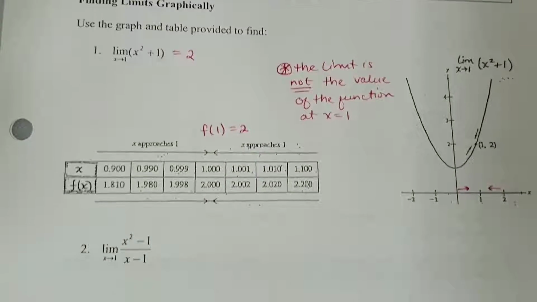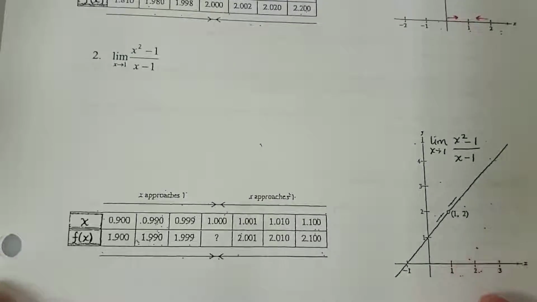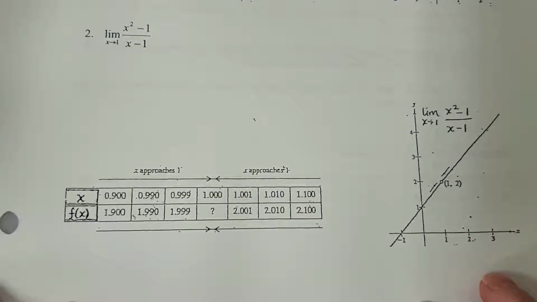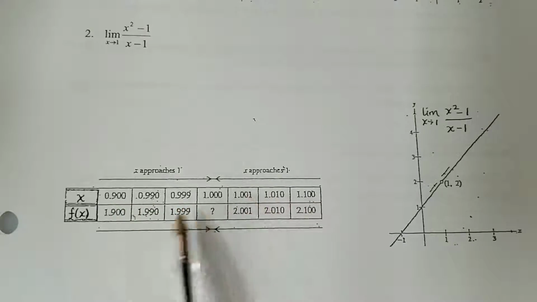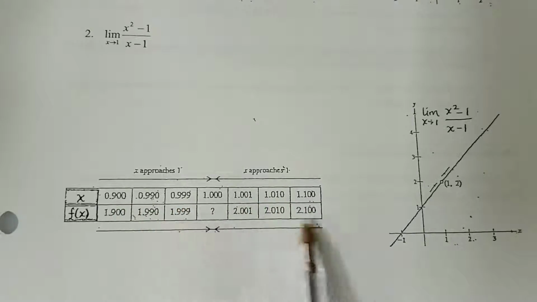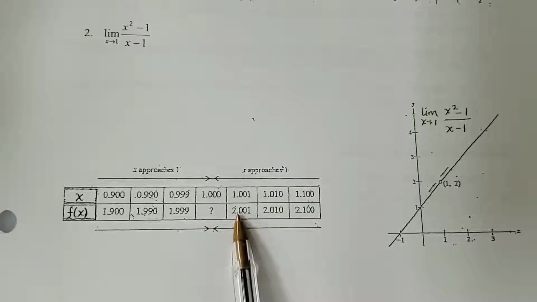Okay, so let's go on to the second example. We're doing a lot of looking here, not a whole lot of writing. For number 2, now our function is the limit as x approaches 1 of x squared minus 1 over x minus 1. Again, I've given you a table and I've given you the picture of the graph. So notice here that in our table, we've got the same values because we're still approaching 1, a little bit different outputs because the function is different.